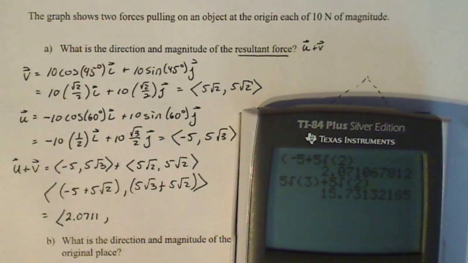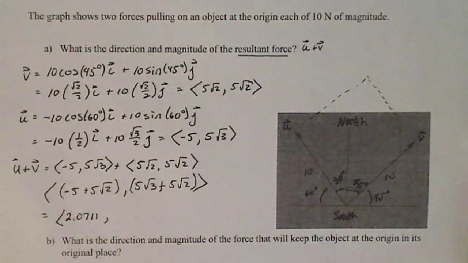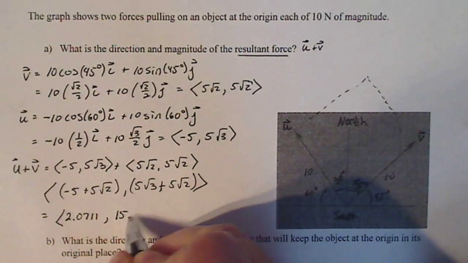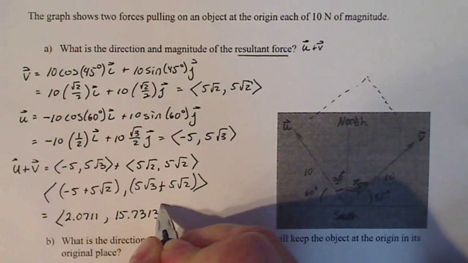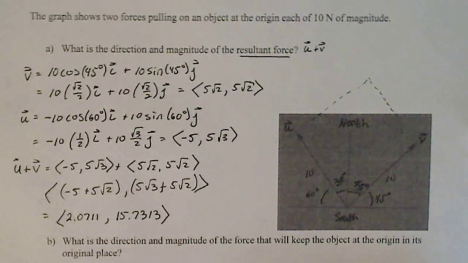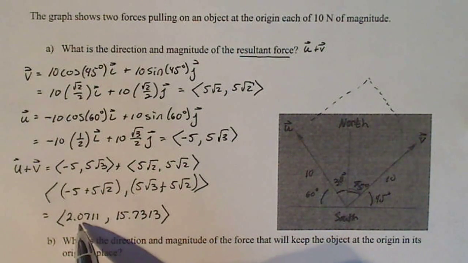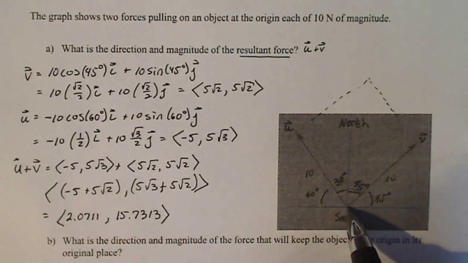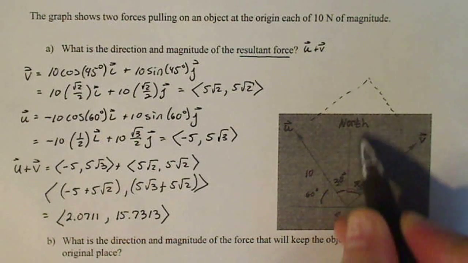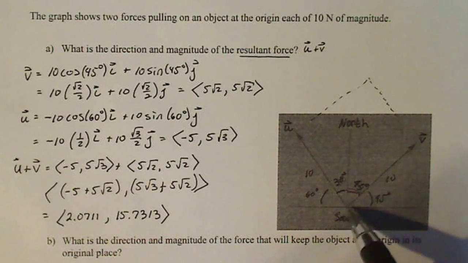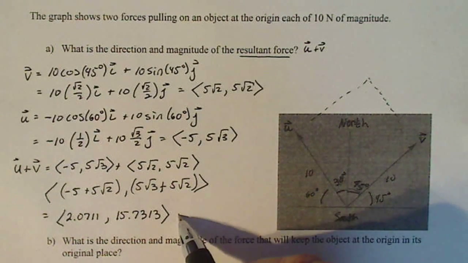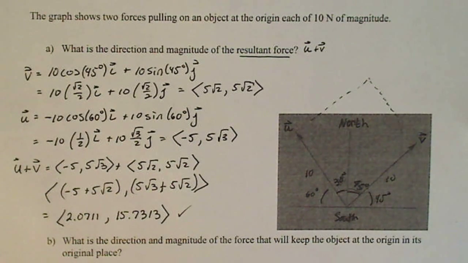And that gives me 15.7313. Now, if I want to make sure that's right, according to this, I have to go just 2 units on the x-axis here, and then 15 units up, which puts it right in that spot where I want it to be. So this vector, u plus v, is going to be the resultant force.